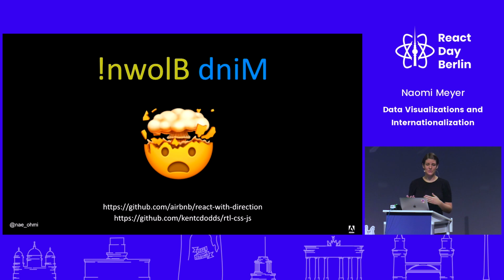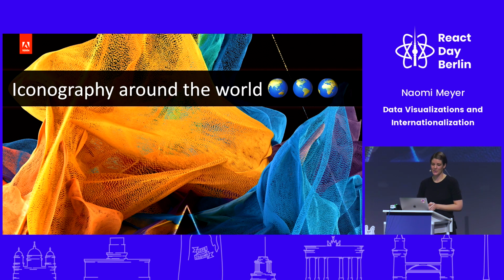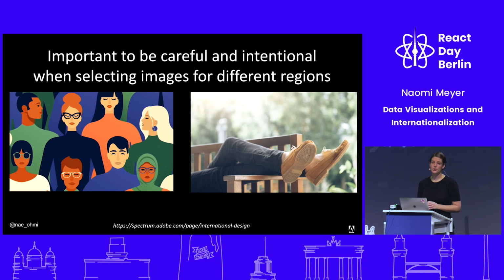Airbnb has React with Direction, and then Kent Dodds has the RTL CSS JS tool, which are great libraries. So let's move on to iconography. All imagery and iconography are closely related to society, culture, beliefs, religion, and political values. And that's why it's so important to be careful and intentional about selecting images for different regions.